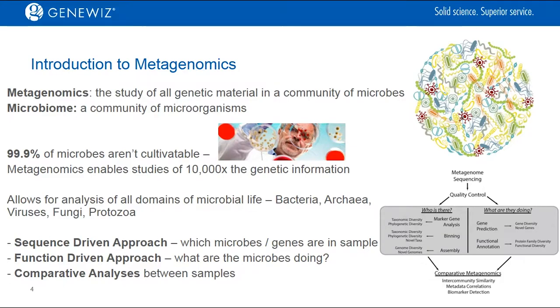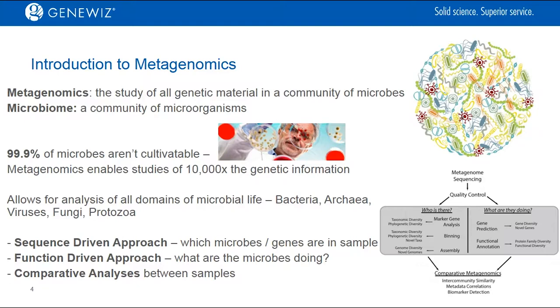Metagenomics is defined as the study of all genetic material in a community of microbes. Likewise, it is known as ecological or group genomics. Right now, metagenomics is rapidly growing as sequencing technologies advance. Throughout this talk, I may refer to metagenomics as meta.